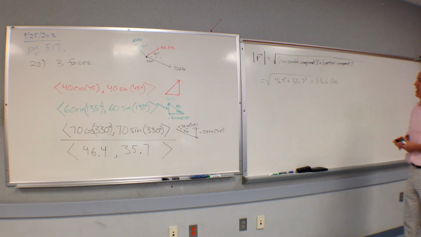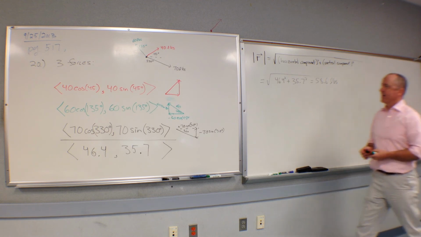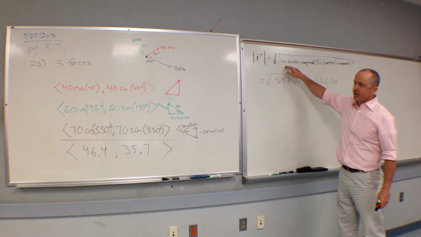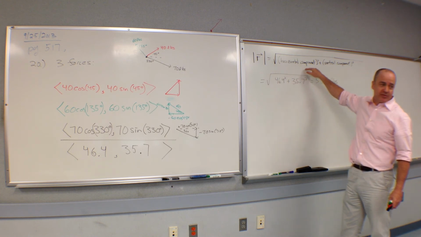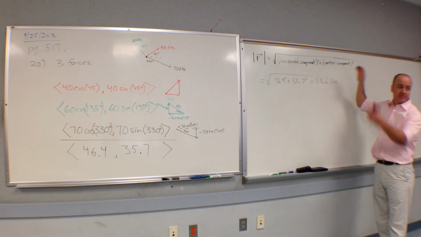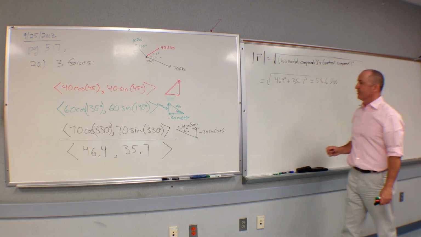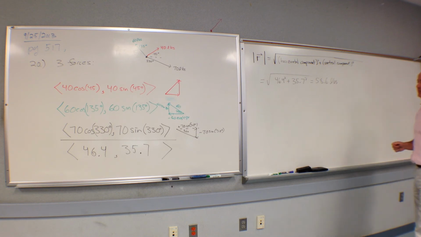Yeah. Okay, good. If I were feeling like I had a lot of time, if I really needed this to be ridiculously precise, I would put in 40 cosine 45 plus 60 cosine 135 plus 70 cosine 330, squared, plus... that would be kind of insane though, for this level. We're not actually trying to program a GPS.